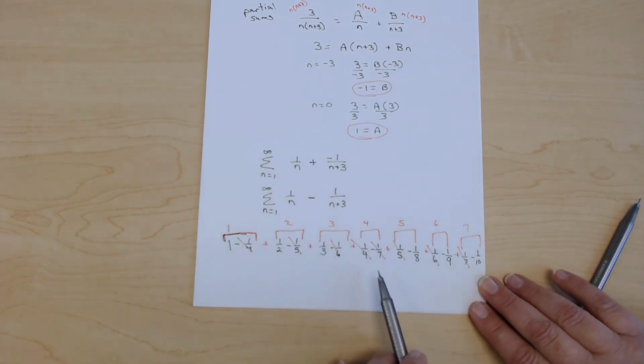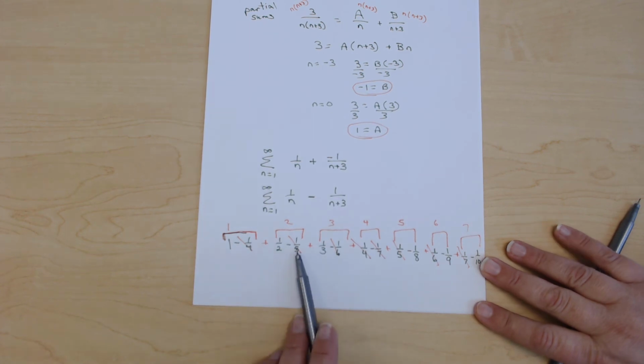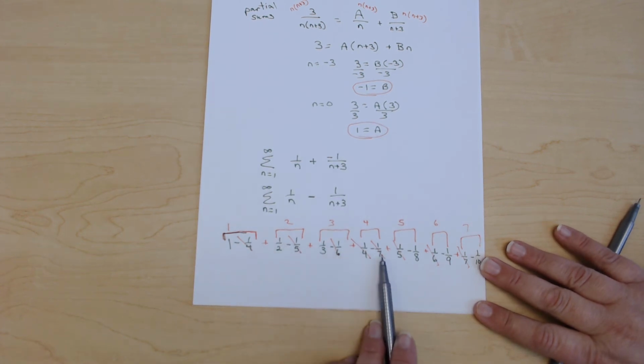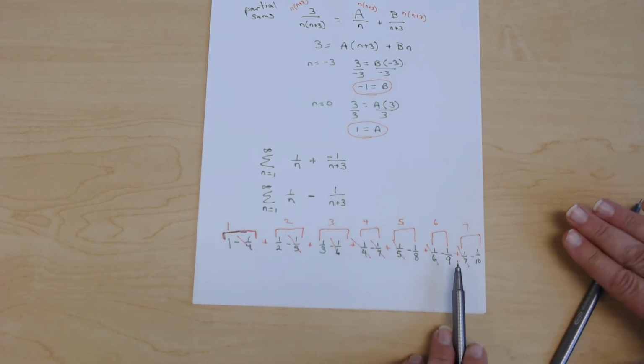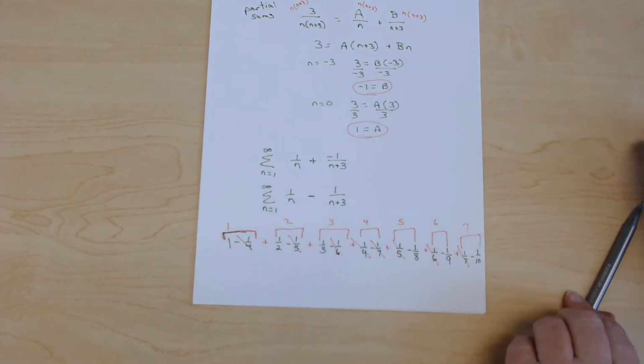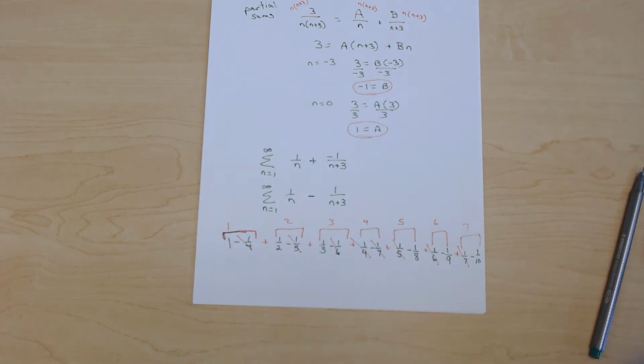You want to get to a place where both cancel so that you can see, okay, the 5 canceled, the 6 canceled, the 7 canceled. So to guess what's going to cancel, if we wrote out another one, the 8th would cancel, the 9th would cancel, and so on. Okay.